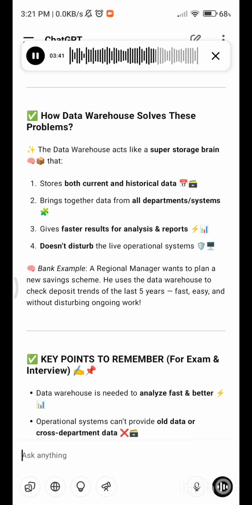Bank example. A regional manager wants to plan a new savings scheme. He uses the data warehouse to check deposit trends of the last 5 years. Fast, easy, and without disturbing ongoing work.